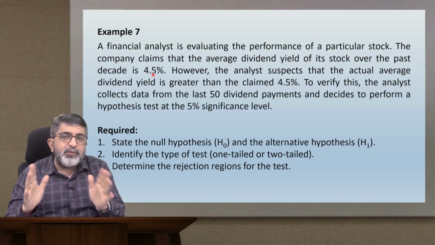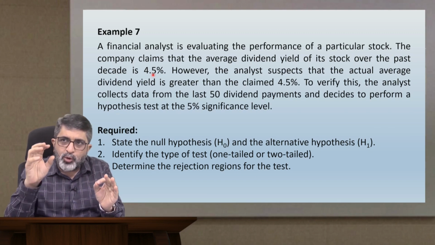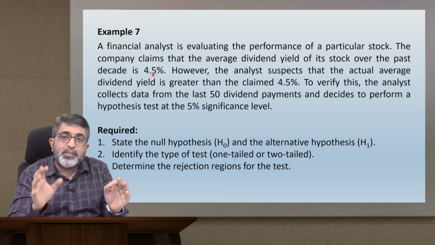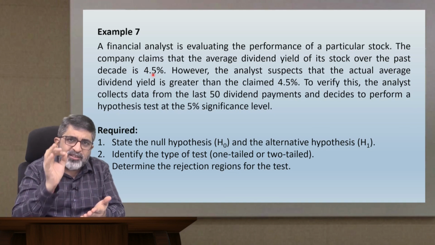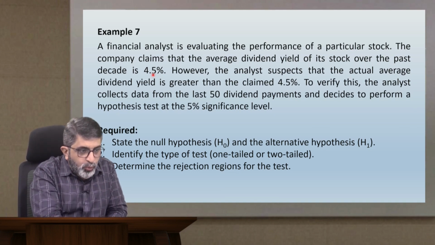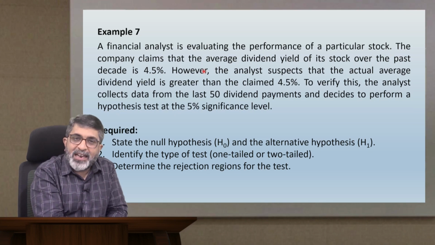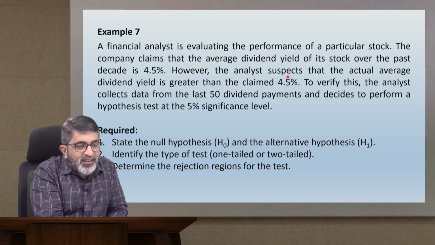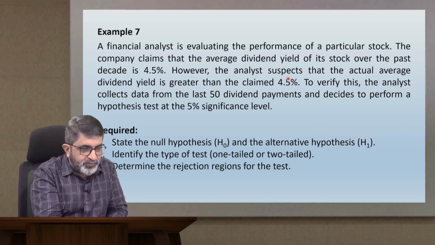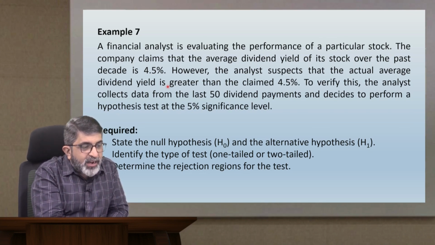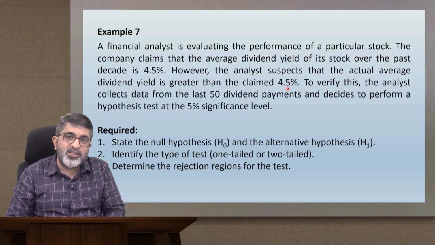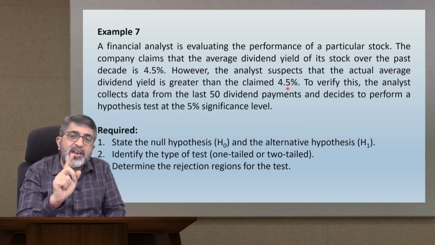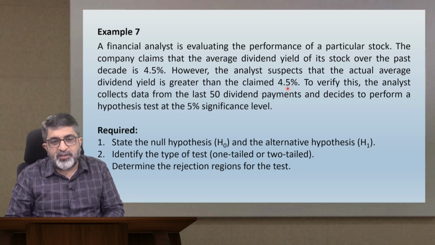Now, never decide anything about hypothesis and the type of test based on the null hypothesis. Never initiate with null hypothesis. That is lesson number 1. What you need to do, look at the suspicion made by the analyst. The analyst suspects. So what is the suspicion? The actual average dividend yield is greater than claimed 4.5%. That means analyst is stating the alternate hypothesis as mu greater than 4.5%.